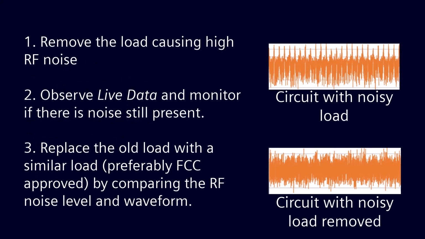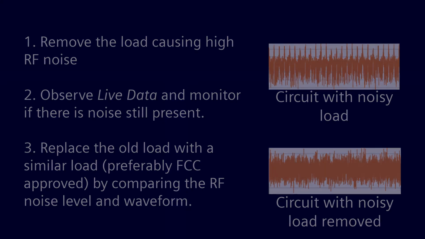Step 7. Remove the non-compliant load from the circuit or replace them with a different load, preferably an FCC-compliant version. FCC-approved products means that the device does not emit harmful radio waves that can affect other electronics, including breakers. Loads that cause high RF arc noise or crosstalk are not likely to be FCC-approved devices. This can be as simple as replacing LEDs or charging devices.